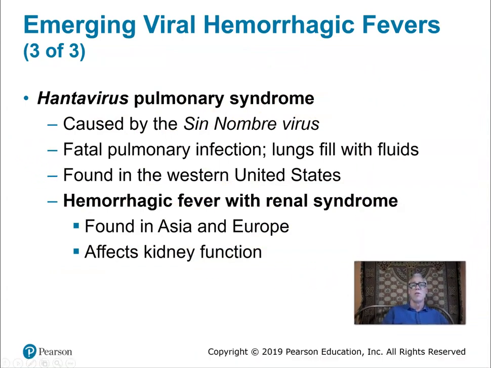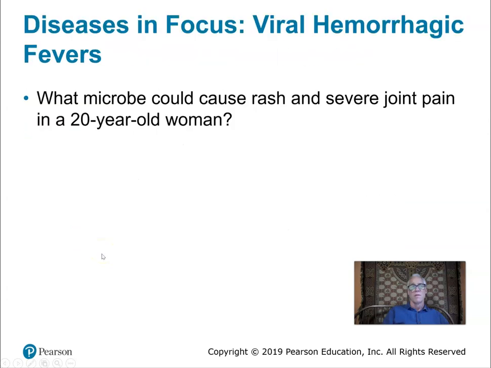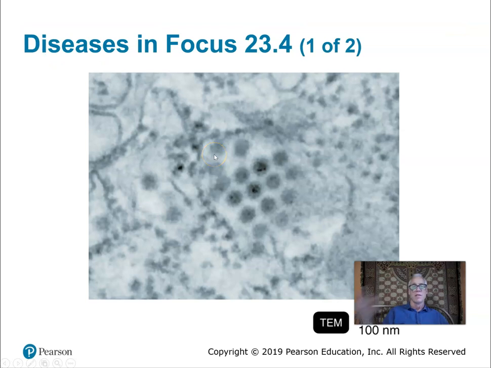Hantavirus is another emerging pathogen. It's caused by this Sin Nombre virus. Causes fatal pulmonary infections. The lungs fill with edema. Edema is the formation of fluid outside the blood vessels, leaking out of the blood vessels. Comes from the southwest in the United States. Causes hemorrhagic fever with renal syndrome, as well as this edematous lung, a fatal lung condition. This looks like somebody got chikungunya, severe joint pain. That's the hallmark.